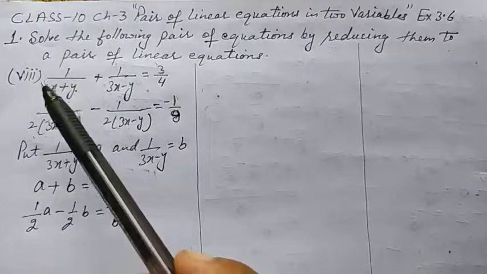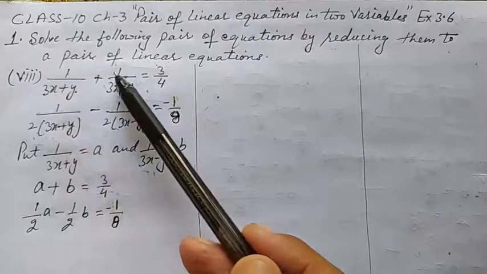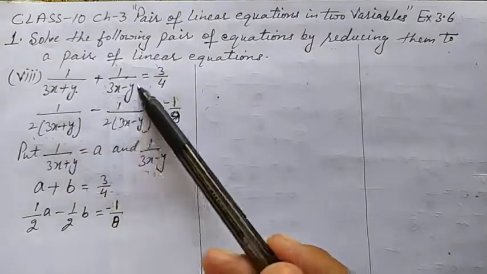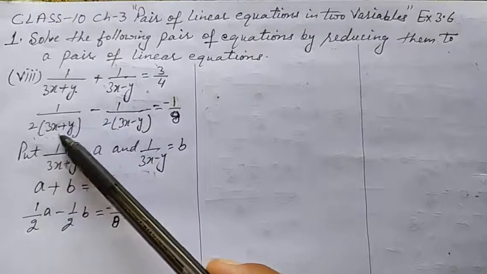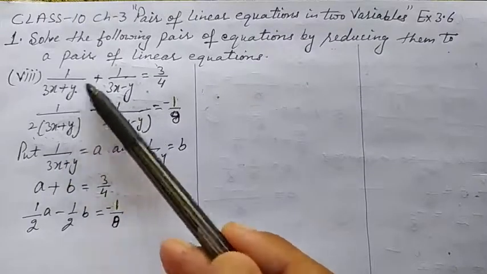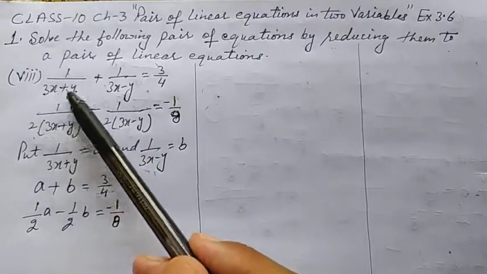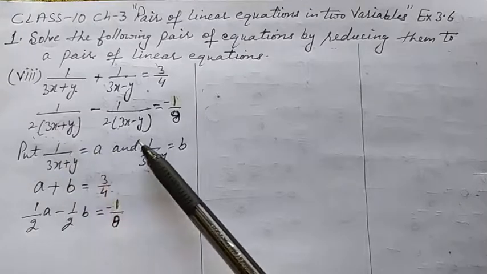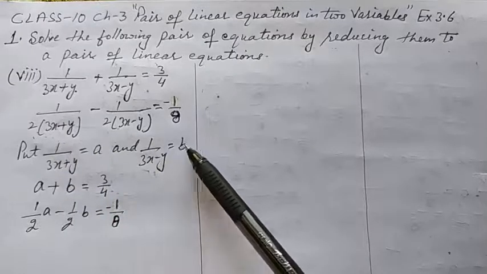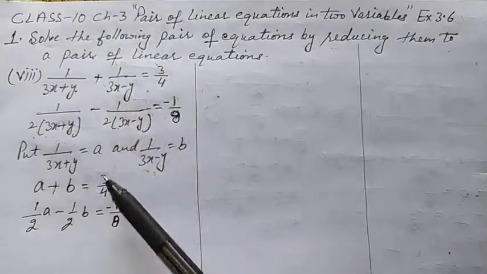So if you see this pair of equations, it is 1 over 3x plus y plus 1 over 3x minus y. Here also 1 over 3x plus y is common, and here also 1 over 3x minus y is coming in all these 4 terms. So if I put 1 over 3x plus y as a and 1 over 3x minus y as b, it will become here a plus b is equal to 3 by 4.